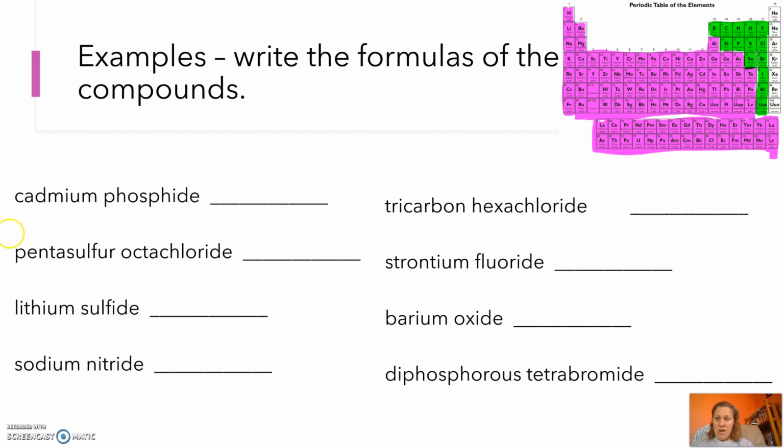So look, okay. Still left the pink and the green up. So write the formulas. No prefixes, so you have to look at the charges. Cadmium, if you look at the periodic table, there's only a 2+ there. So this is a 2+. Phosphorus is a 3- because it's in this column.